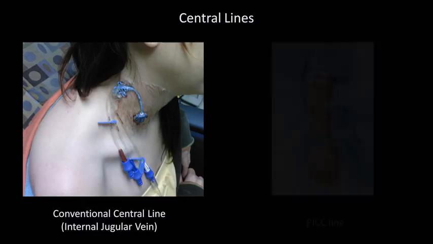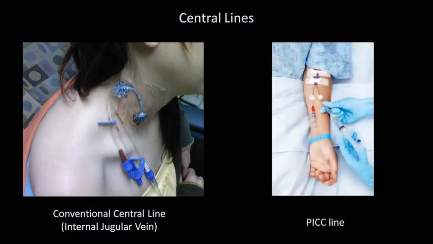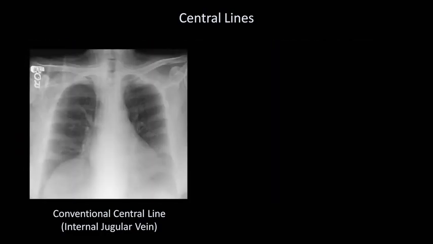There's also something called a PICC line, which stands for peripherally inserted central catheter, which is usually introduced into a relatively large peripheral vein in the arm and fed upwards such that the tip is within the central venous circulation. What do these look like on X-ray? Here's a right IJ line.